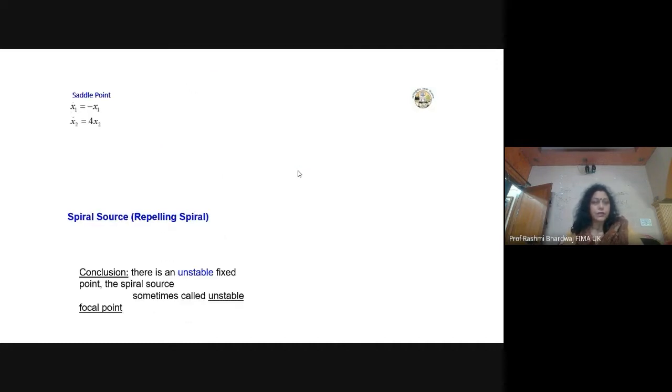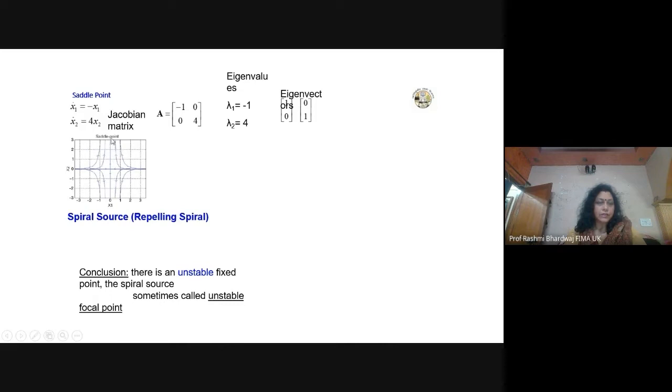Suppose you have one system that is negative and another that is positive, like x1 dot is minus x1, x2 dot equal to 4x2. If you are finding the Jacobian, it is minus 1, 0, 0, 4. And if you are finding the eigenvalues, they are minus 1 and 4. And the eigenvectors are 1, 0 and 0, 1. Now you see that in this case, it is neither repelling nor attracting. So this is an example of a saddle point. In this case, there is an unstable fixed point, which is known as a saddle point.